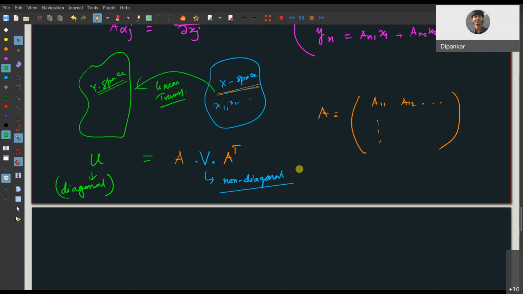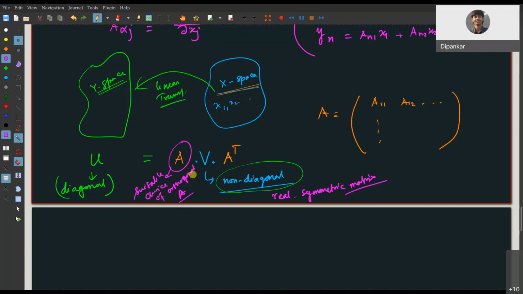Why? Because even if this is a non-diagonal matrix, this V is a real symmetric matrix. By definition, V is a real symmetric matrix. Now, if this is a real symmetric matrix, then it can always be diagonalized. It can always be brought into a diagonal form. This is a standard eigenvalue problem. It can always be brought into the diagonal form by a suitable choice of orthogonal A.